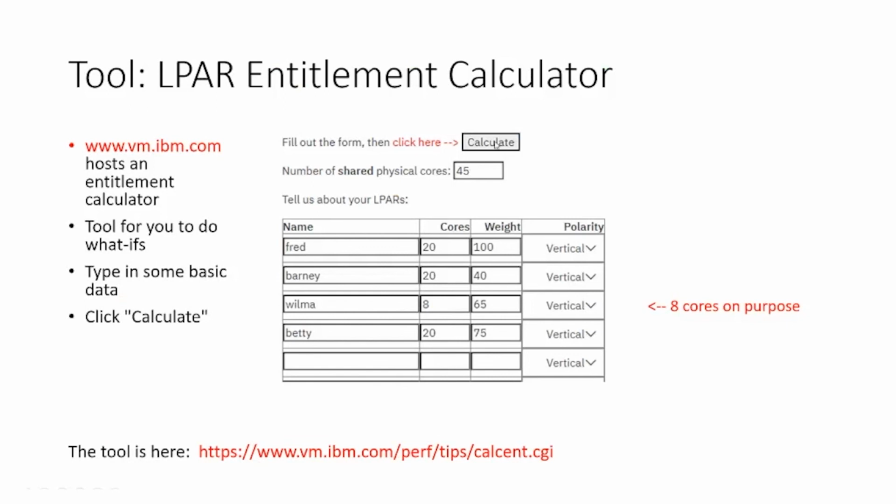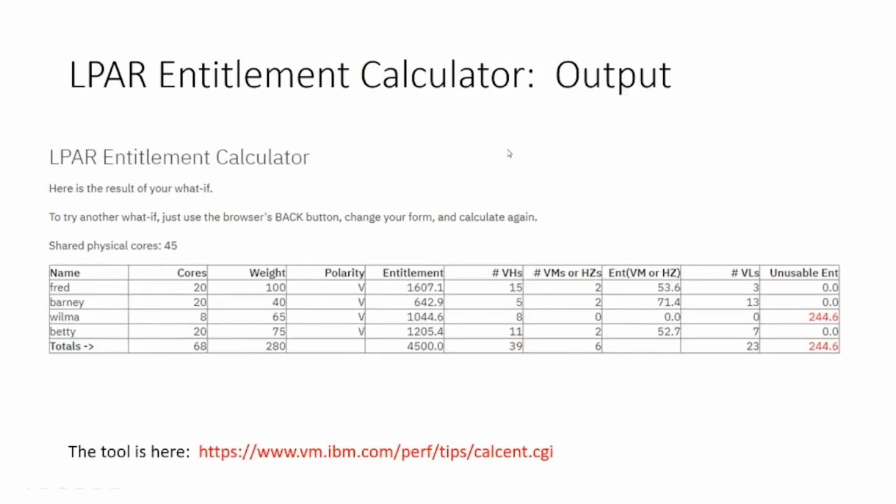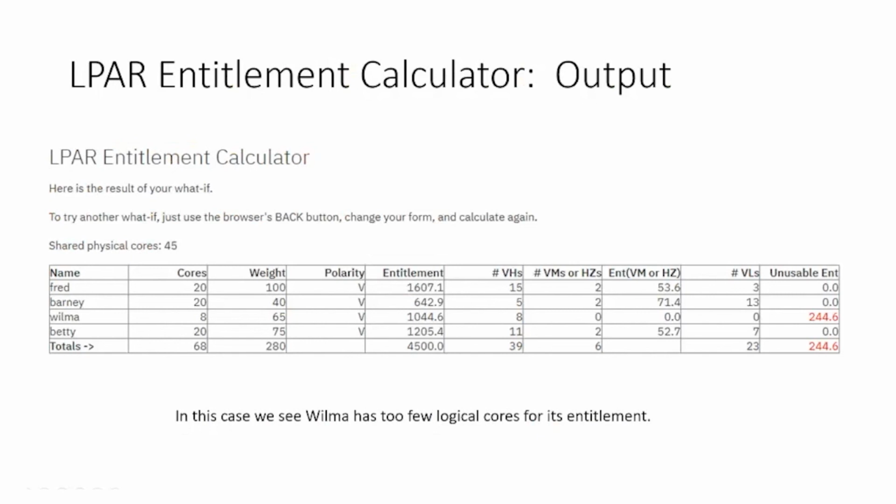I will tell you the CGI keeps no record of what you type in. It's really just here for you to use to try some what ifs. So let's say we wanted to check out what would happen if we had 4 partitions with these weights and that many shared cores. We click calculate, and what happens? Well, you get a table back that looks like this. It's got all the partitions named, the cores, the weights that you typed in. It calculates all the entitlements for you.